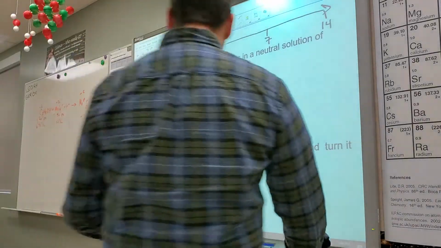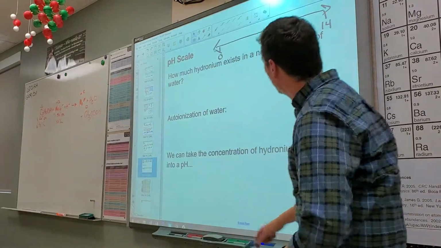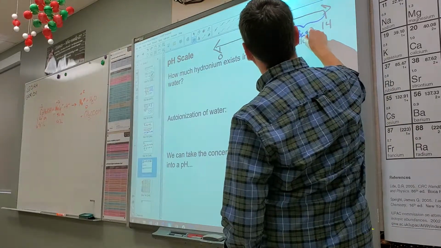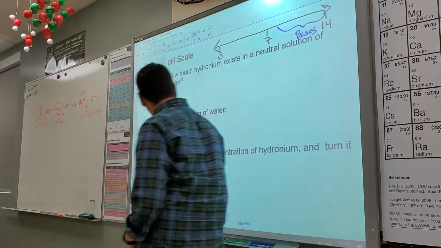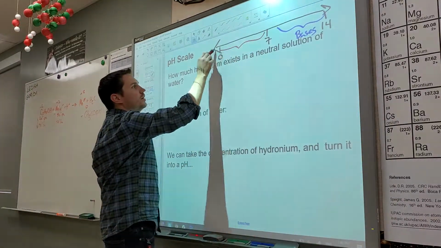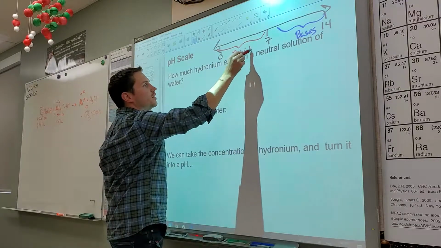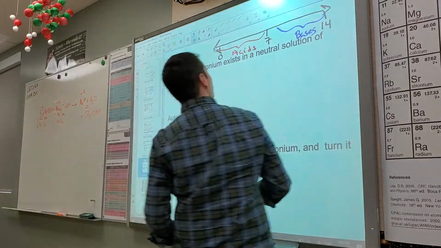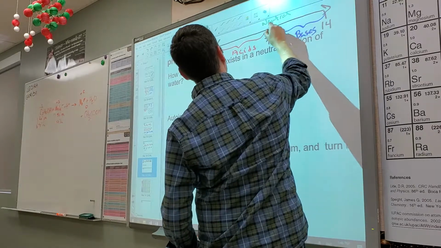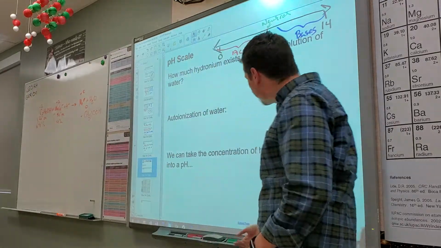Okay, where are bases on this pH scale? So these are bases. Where are acids? These are acids. And right smack dab in the middle, right? This is neutral. Right there.